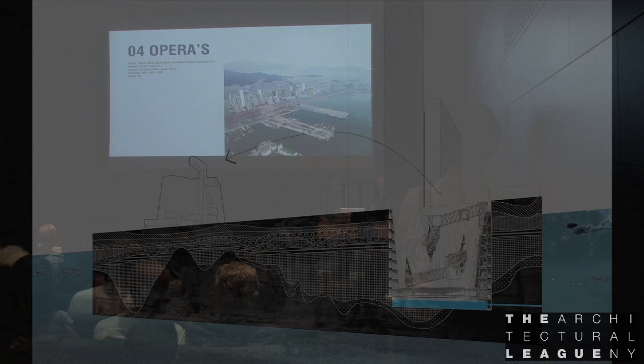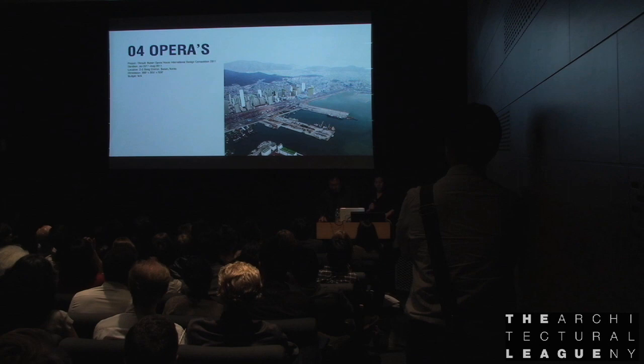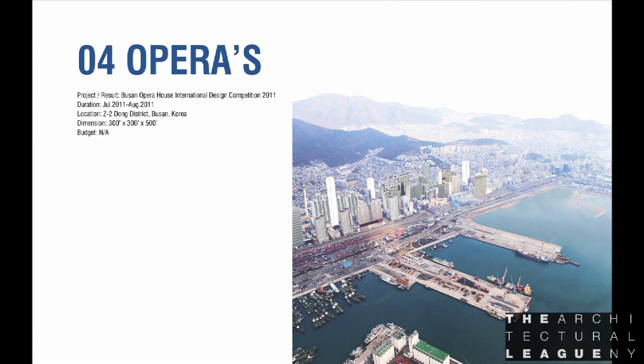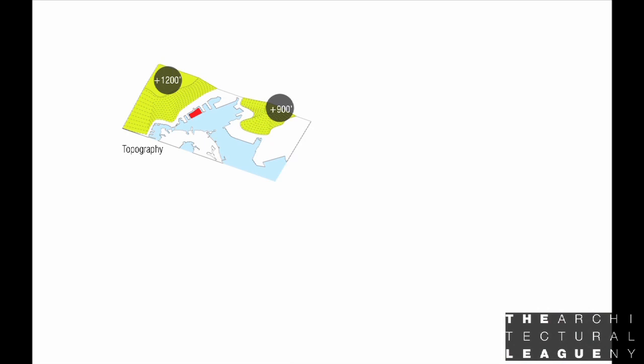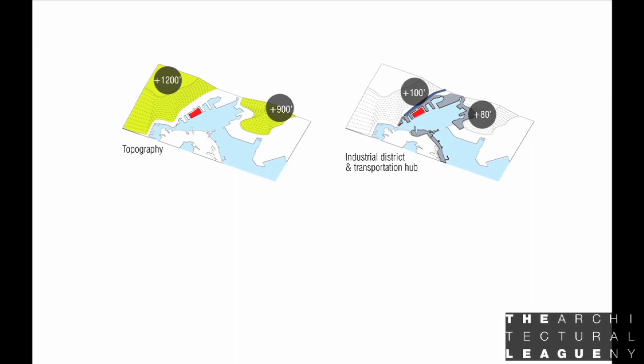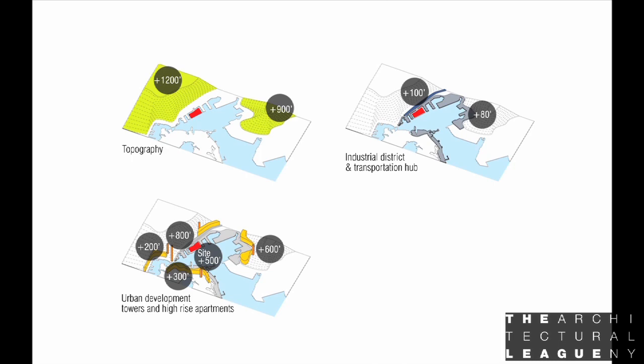The project title is Operas, which is about multiple scenarios inside the building and throughout the city around the site. The site, Busan, Korea, is a port city which has been developed so fast. So it is located right at the front of the water and it's surrounded by 1,200 feet mountain on the city side. The transportation hub is crossing the backside of the site and tall residential towers are developed around the site.